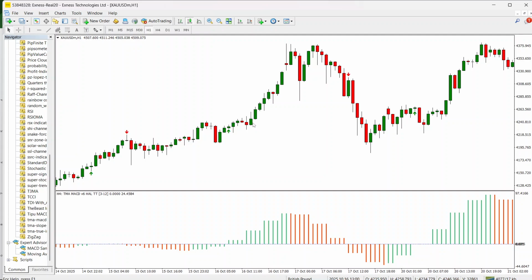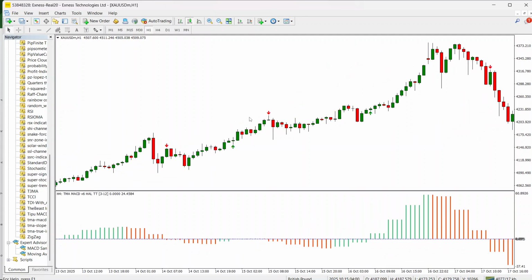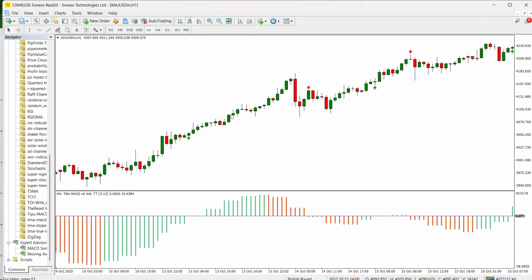On the chart, the TMA MACD displays as a histogram in a separate window below the main chart, with bars changing color based on momentum direction, making it easy to identify bullish and bearish conditions at a glance. Directional arrows also appear when specific conditions align, providing clear visual alerts for potential entry points without requiring complex interpretation.